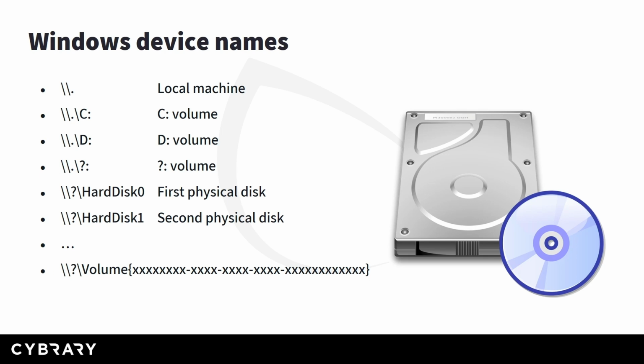So the local machine is represented by two backslashes followed by a dot. The C volume with the letter C, the D volume with the letter D, and so on. But what about drive A and B? Their absence is a historical relic. Those letters were originally set aside for floppy drives. The first physical disk is represented as hard disk 0 and the second physical disk as hard disk 1. We can also identify each volume by the unique volume name.